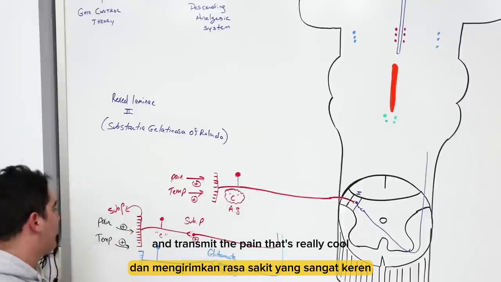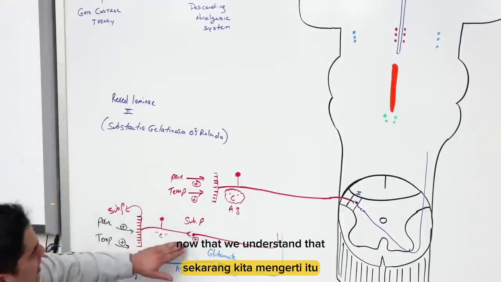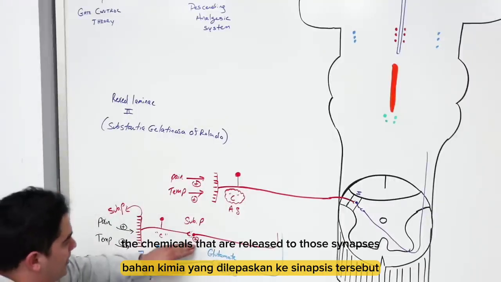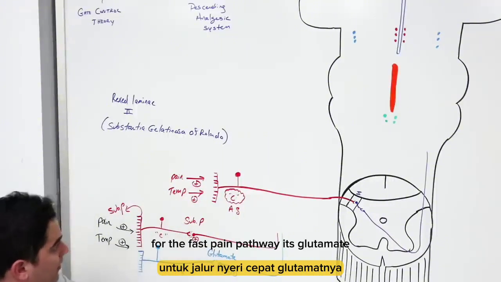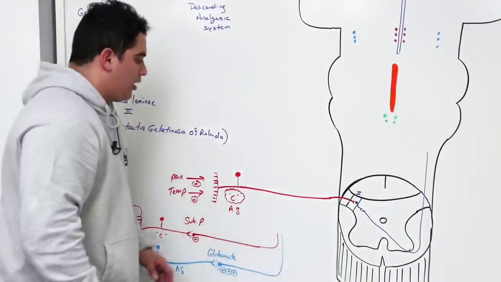That's really cool. Okay, so now that we understand that these are the chemicals that are released at those synapses: for the slow pain pathway, it's substance P. For the fast pain pathway, it's glutamate. Let's come back over here for a second.